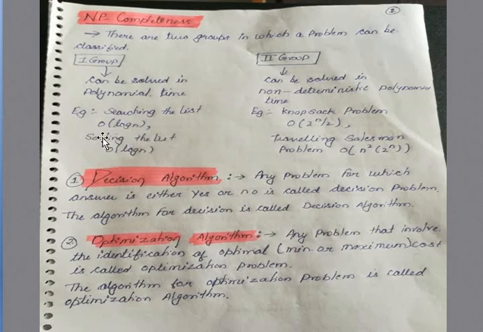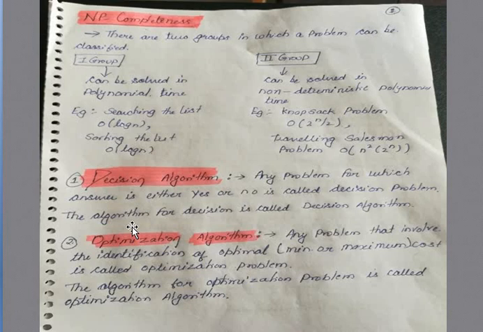If you want to search the list, that requires order of log n time. If you want to sort the list, that requires order of n log n. The problems that can be solved in non-deterministic polynomial time are, for example, the knapsack problem and the traveling salesman problem. Now first we'll see what a decision algorithm is.